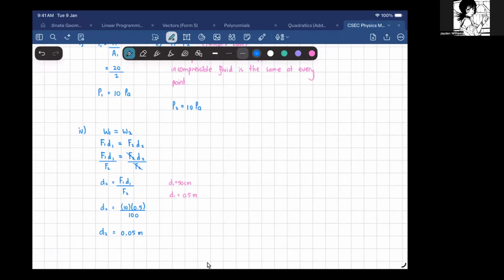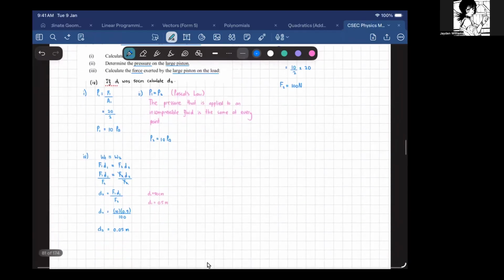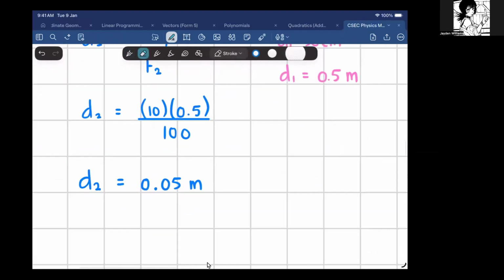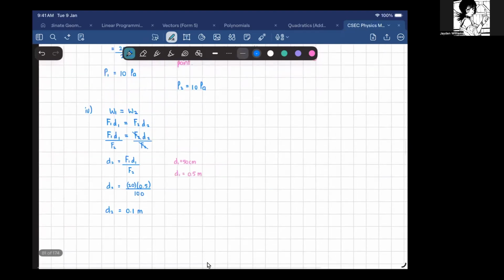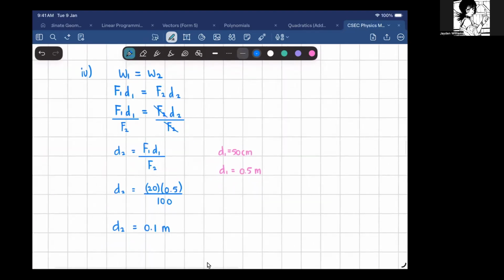All right, Jaden, let me see what you did. So, what was the force? Oh, the force was 20. Oh, my bad. I don't know why I put 10. Yeah, that force is supposed to be 20. So 20 by 0.5, right? Over 100. Plug this into the calculator. 0.1. Right, that'll be 0.1 meters. Yeah, my bad. So this is the exact way to go about it, converting it fully to meters.